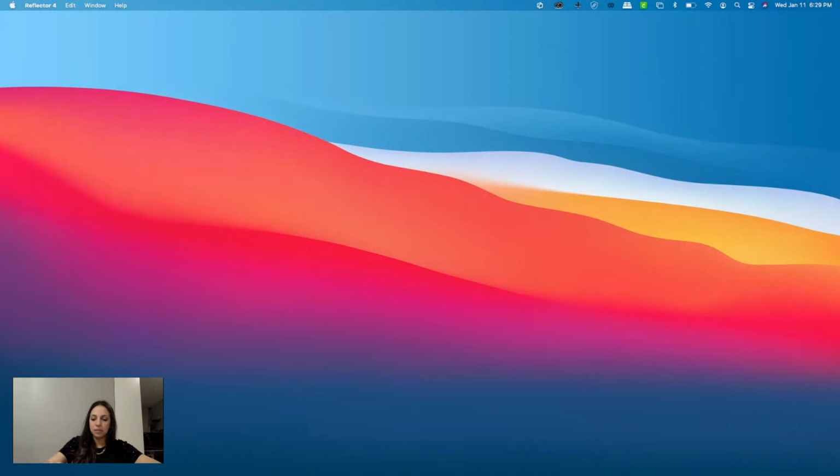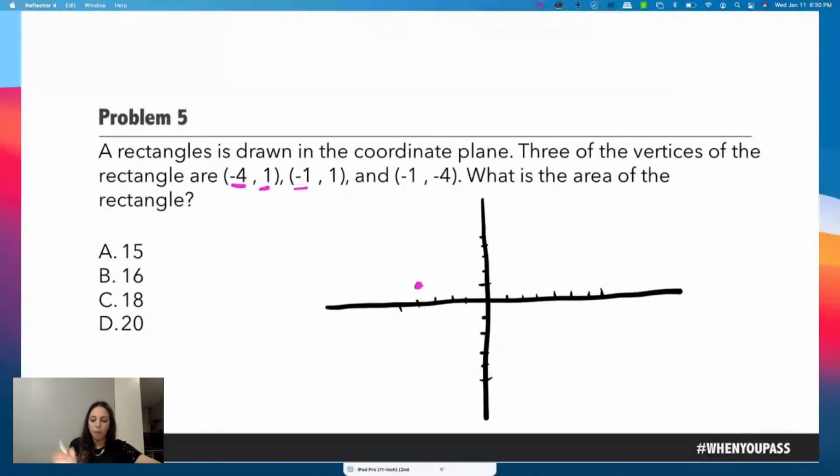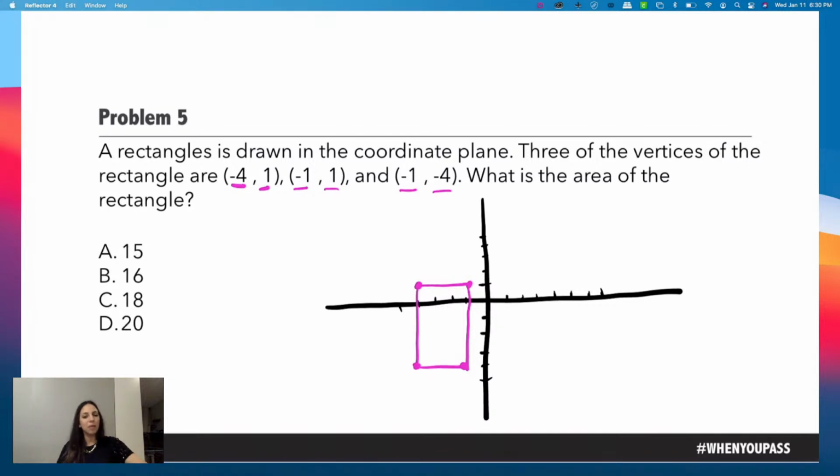I'm going to go left 4, up 1 on my coordinate plane, and I'm going to plot that point. Left 4, up 1 is right there. Then I'm going to go left 1, up 1. Then I'm going to go left 1, down 4. And what is the value of my other point? Well, I can see that this is creating a rectangle where it's stacked on top of one another. So I can go ahead and fill in this other point right here, because that would make it a rectangle.